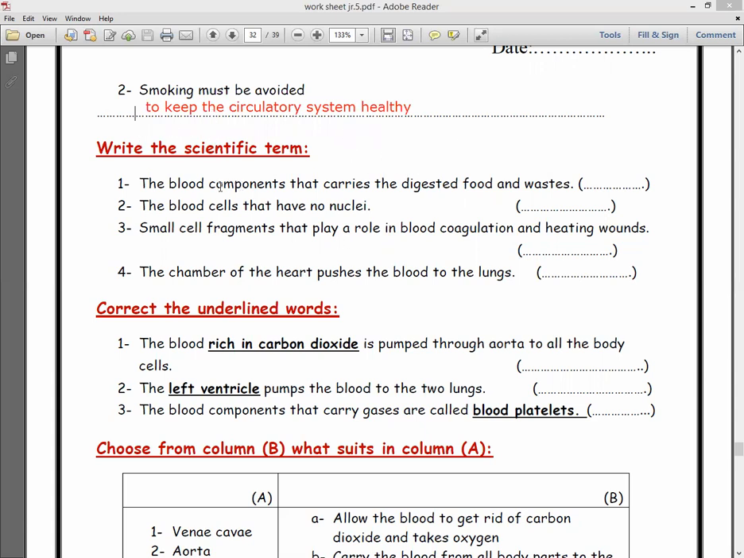Write the scientific term. The blood component that carries the digested food and wastes. What, Ahmed? Plasma. Yes, the component that carries the digested food and wastes is the plasma. Thank you.